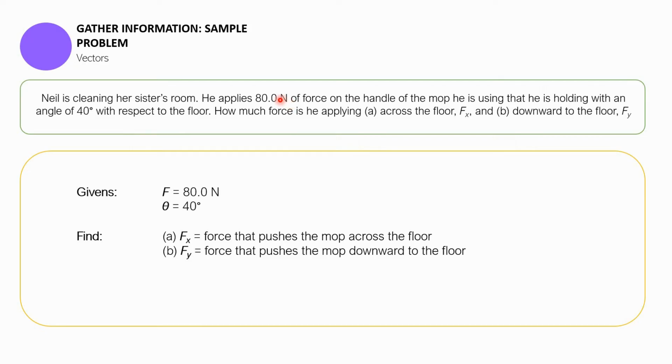Okay, so itong 80 newtons of force na in-apply ni Neil, it's not the same as the amount of force he applied across the floor, which is f of x, and downward to the floor. Okay? Ang buong force na in-apply niya is 80 newtons. Pero hindi yan yung buong force na in-apply niya with respect to the horizontal and with respect to the vertical. The theta, yung angle na in-apply niya, pinag-applyan niya ng force is 40 degrees. And we are looking for f of x and f of y. Okay, so you know the givens? You know what to find?